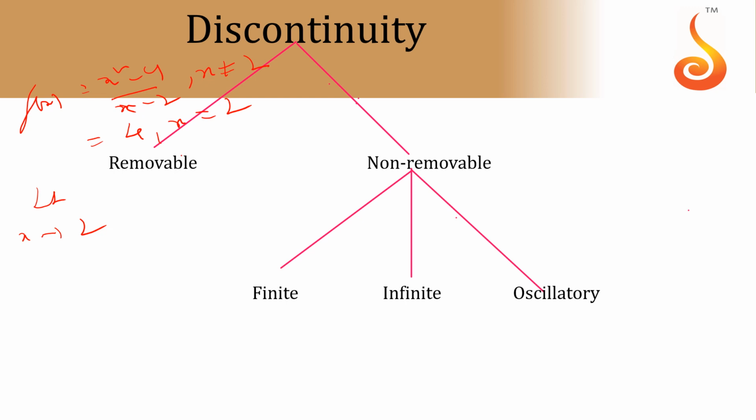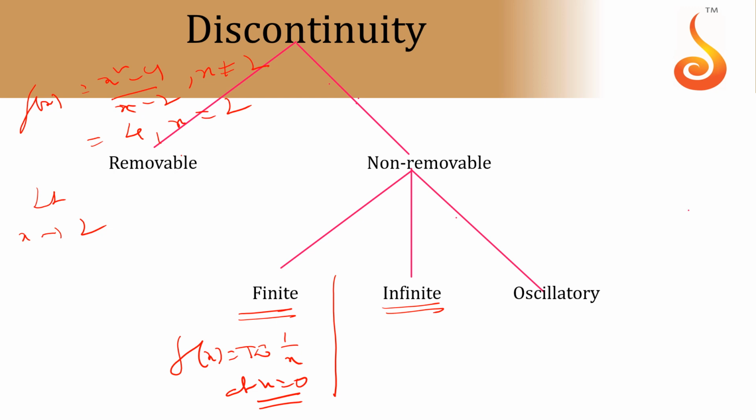Now there are some discontinuities which are non-removable. In that, finite is also called jump. For example, if you see the previous example, signum, it is a finite discontinuity. Then what do you mean by infinite discontinuity? See, for finite, I am telling one more example: tan inverse 1 by x at x equal to 0 will be discontinuous, which is non-removable.